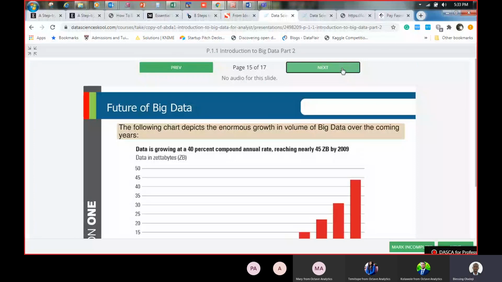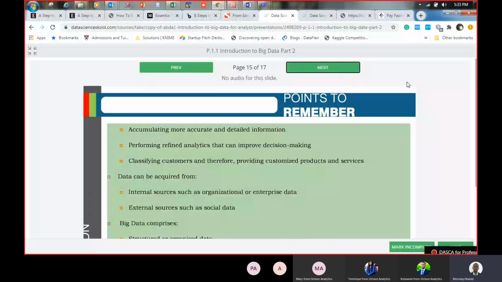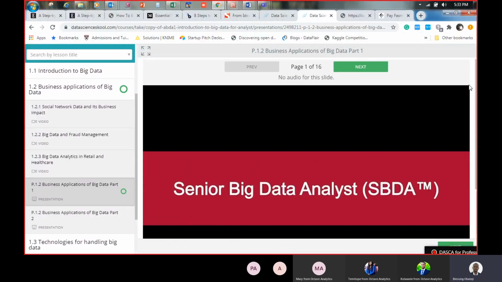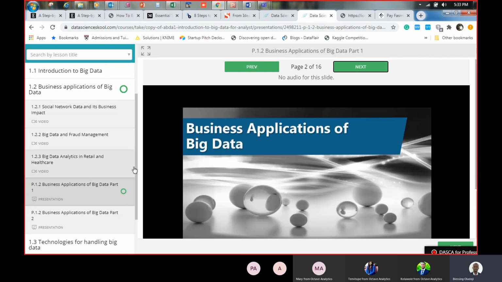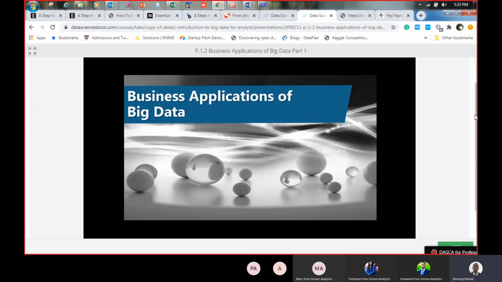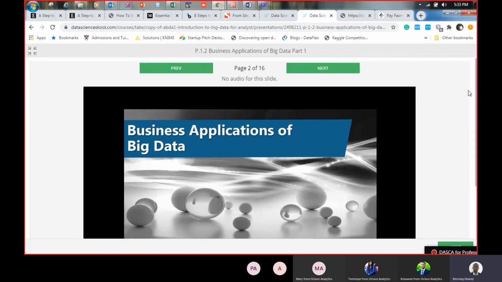So yeah, I think that is just about that on the introduction to big data. So today we are going to be looking at the business applications of big data. So let's take a closer look at some of the applications of big data. Although maybe we mentioned some of them in the previous session, DASCA is allocating a full class to those business applications of big data.